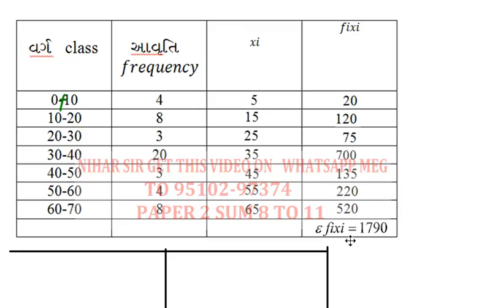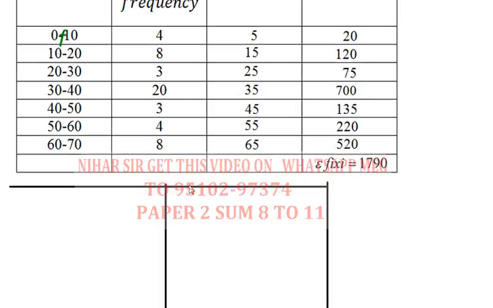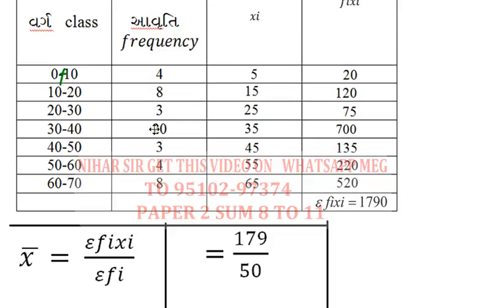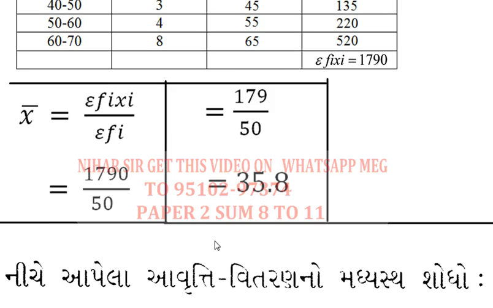And now I am doing sigma fxi, the sum of all these cells, that is 790. Sigma fixi upon n, where n is 50. The sum of this line is 50, that's the sum of frequency. So my answer is 35.8.